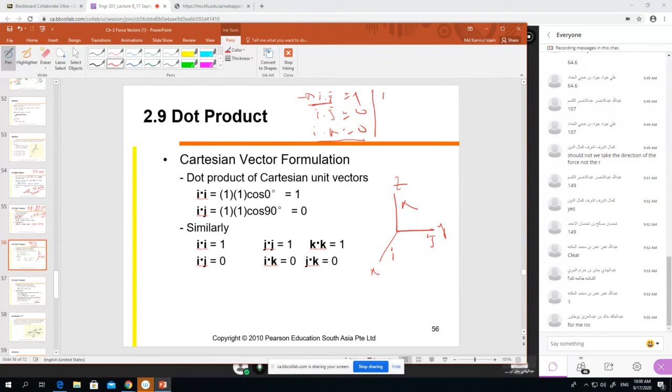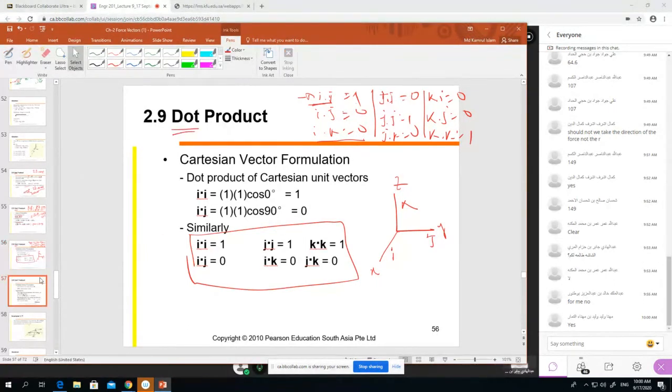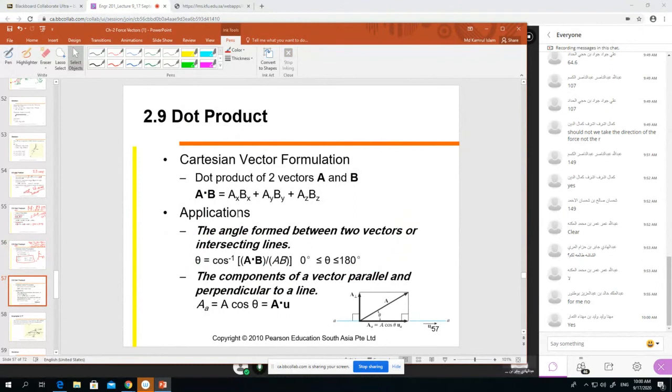Similarly, J dot I equals 0. J dot J equals 1. J dot K equals 0. Similarly, K dot I equals 0. K dot J equals 0 and K dot K equals 1. Always remember, these are very important properties for the dot product, okay? So the dot product of vectors A and B we can write down as AX times BX plus AY times BY plus AZ times BZ, right?